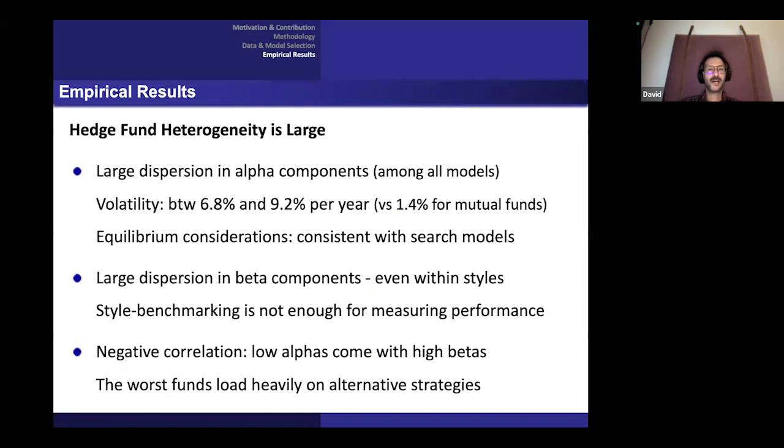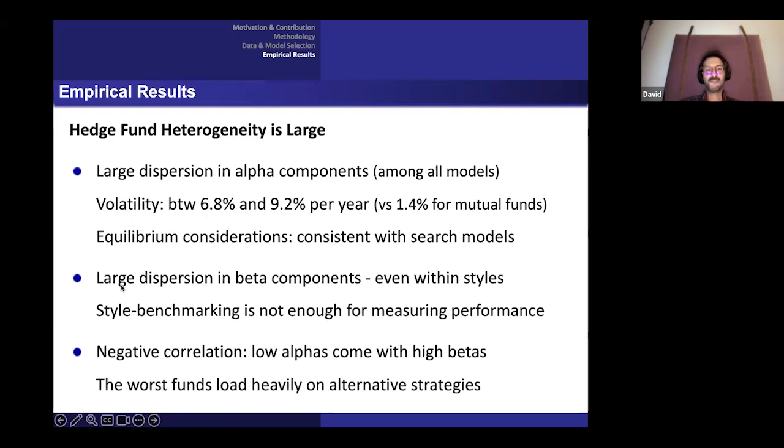Let me dig into an additional result that we find in our analysis. As I was mentioning, the heterogeneity in the alpha and in the beta component is really large. The cross-sectional volatility ranges between 6.8% and 9.2% per year, depending on which factor model you take, as compared to 1.4% for the mutual fund industry. So much larger cross-sectional dispersion.